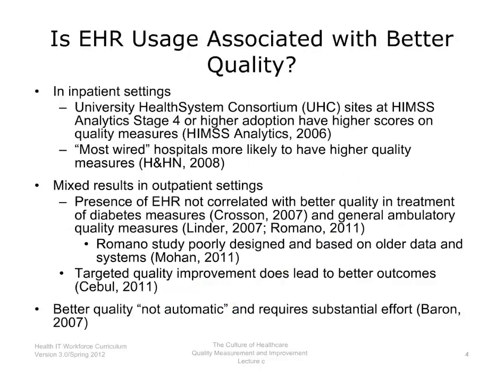There is some evidence that EHR use is associated with better quality, or at least better quality measures, in some settings, in particular, inpatient settings. One analysis looked at hospitals in the University HealthSystem Consortium, or UHC. This is a consortium of academic teaching hospitals. When they looked at sites that had achieved HIMSS, Healthcare Information and Management Systems Society, Analytics Stage 4 or higher, EHR adoption that includes computerized physician order entry and clinical decision support, those institutions were found to have higher scores on quality measures. Another analysis comes from the magazine Hospitals and Health Networks, which produces an annual report of the 100 most wired hospitals in the United States. They found that those hospitals were more likely to have higher scores on certain quality measures.